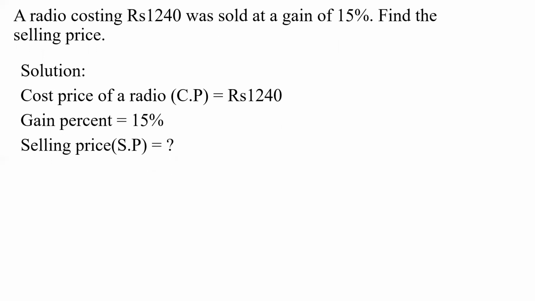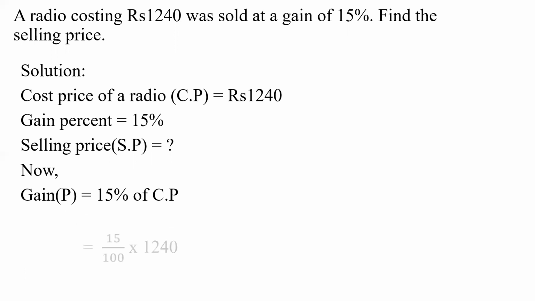I already told you that we can easily find out the selling price by using the cost price and the gain percent. But before that, can we find the amount of gain here? And what is the amount of gain? That is 15% of cost price. We always take the profit percent or the loss percent on the CP. And from here, let's calculate 15 by 100 into 1240, which is the cost price, from where we get rupees 186, isn't it?